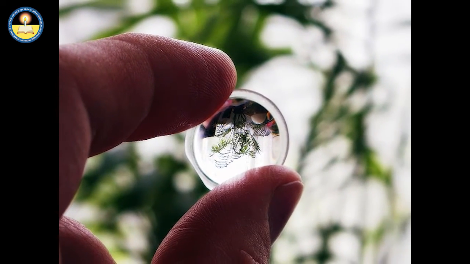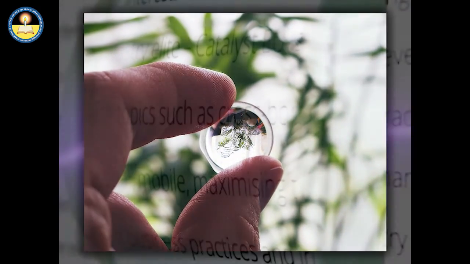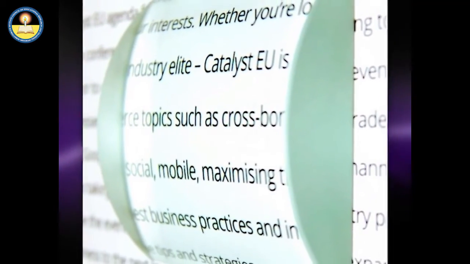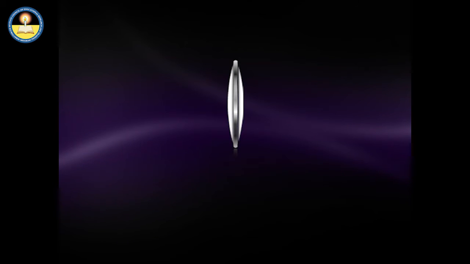In general, a lens is any piece of transparent material with at least one curved surface. If the thickness of a lens is small everywhere, it is called a thin lens. On the other hand, if its thickness is large everywhere, it is called a thick lens.